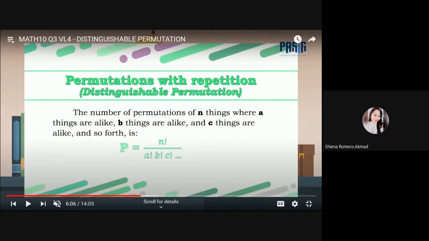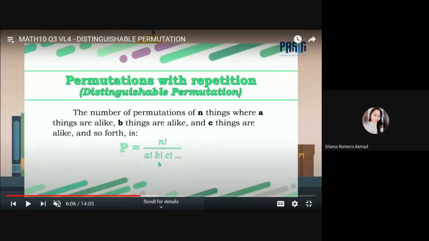So the formula for permutation with repetition, also known as distinguishable permutation, is: permutation is equal to n factorial divided by a factorial, b factorial, c factorial, and so forth. For n, remember, what does it mean? N is the number of objects, the number of things or objects. While a, b, and c are the things that are alike.